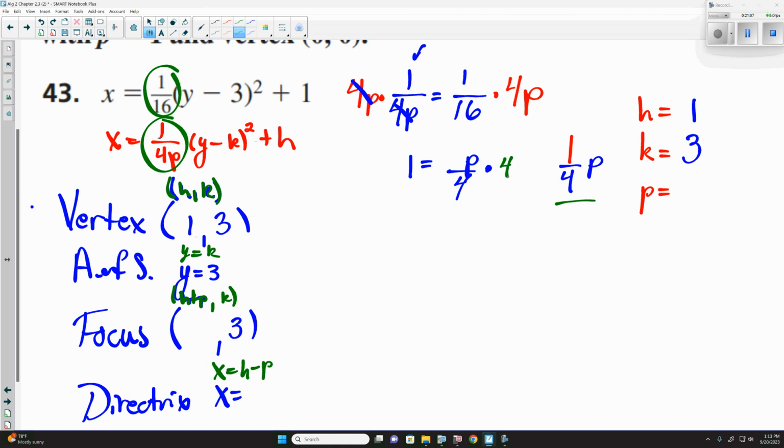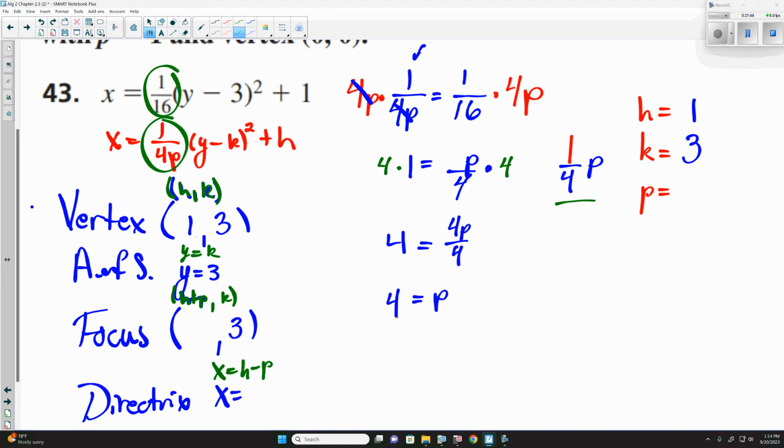Because just like with multiplying both sides by 4P, if I multiply P over 4 by 4, we get really 4P over 4. All 4 over 4 is 1P, yes? Anything divided by itself is 1. But if I do it to one side, we have to do it to the other. And what is 1 times 4? So P is 4. Questions on this here?